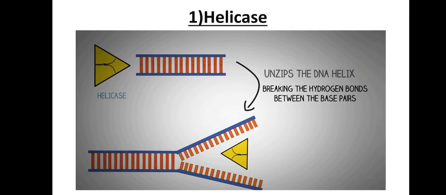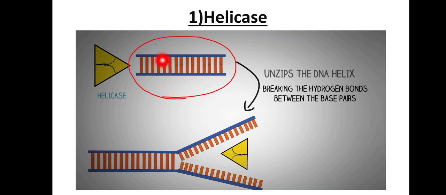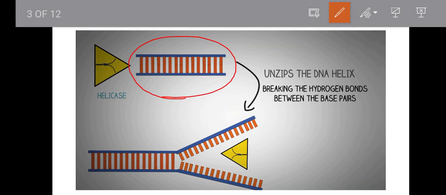Now let us look at the functions of each enzyme one by one. The first one is helicase enzyme. Helicase is involved in the unzipping of the DNA helix, as I told you. So they break the hydrogen bonds between the base pairs. This is a double-stranded DNA which has hydrogen bonding between the base pairs, which is being broken with the help of helicase enzyme. So it is actually an unwinding enzyme which works on the DNA strand.